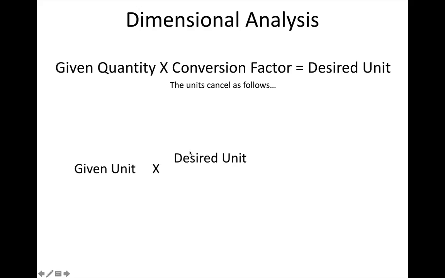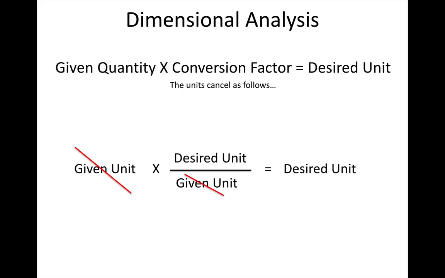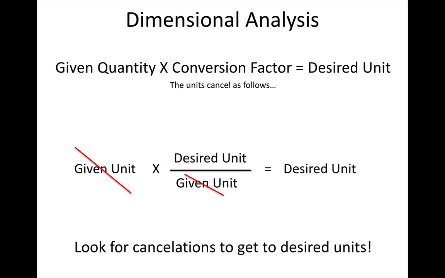You have your given unit times your desired unit over your given unit, and then notice what happens. Your given unit in the numerator cancels with your given unit in the denominator, so that gives you a final answer of your desired unit. It's just that. So you need to look for cancellations, or even dig in your mind to see if you know any conversion factors that would help you cancel out a unit given to you in order to get the final desired unit that you want in your problem.